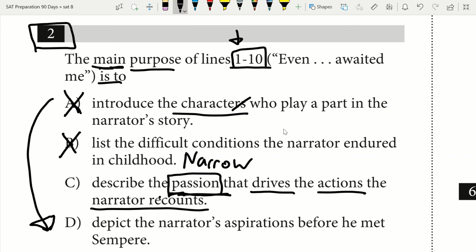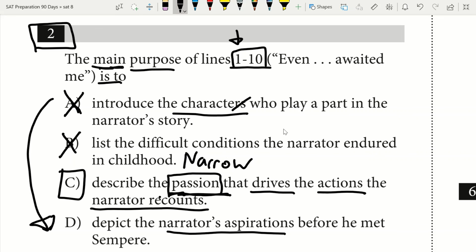It talks about how it's his escape. He describes it as a key to a boundless world. Those are all things that are really describing that massive passion that he has for reading and writing. And then we have option D, depicting the narrator's aspirations before he met Sampir. Now, it's not really talking about his aspirations, right? It's just talking about how he's really driven and really passionate about reading.